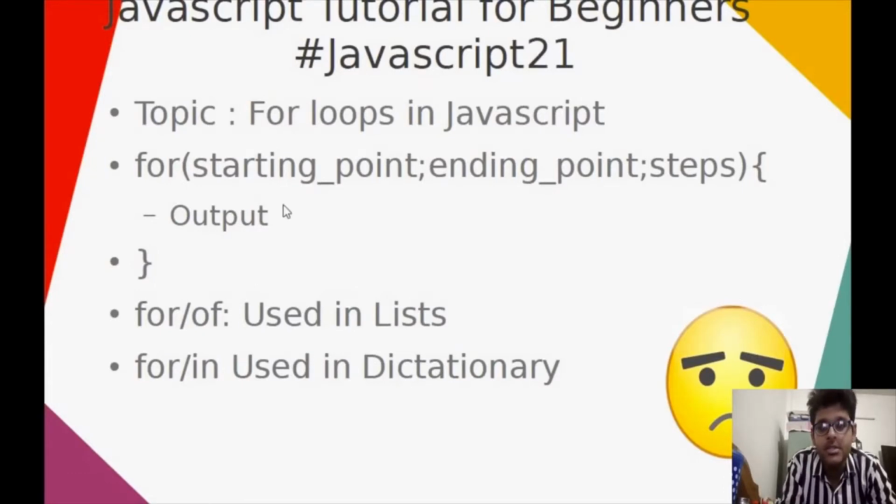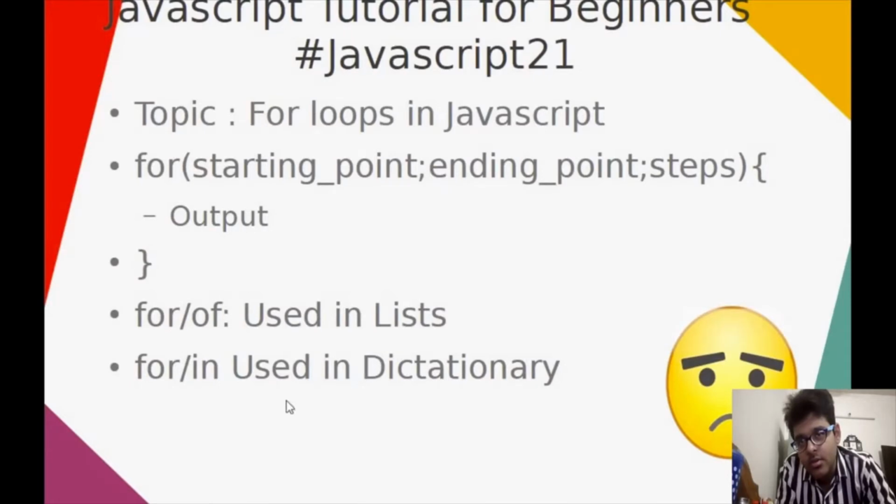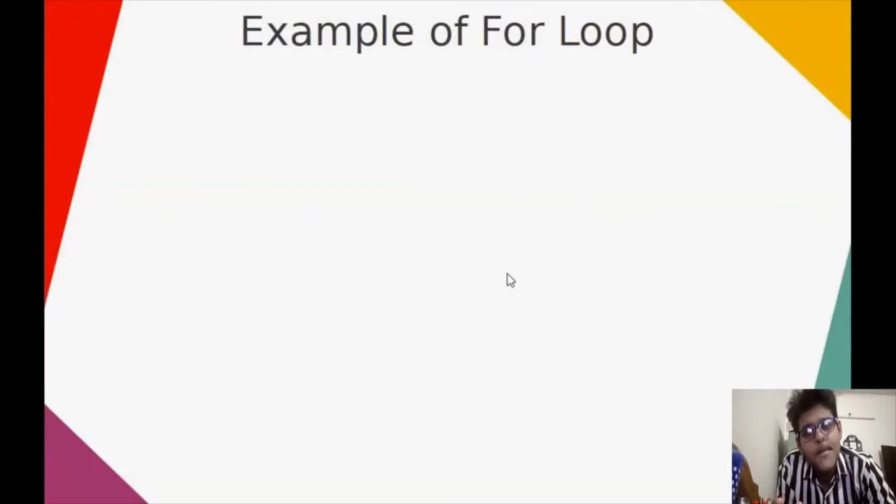So we have for loop in three types. The first type is this, starting point, ending point, steps, and the second type is using for of, which is used with lists. We will see in upcoming days how for of is used with lists and for in is used with dictionaries. We will actually see this.